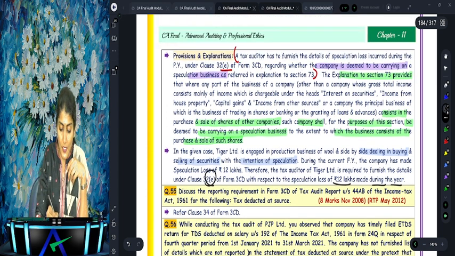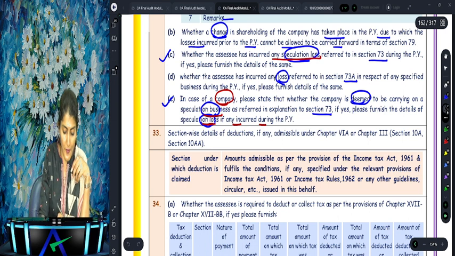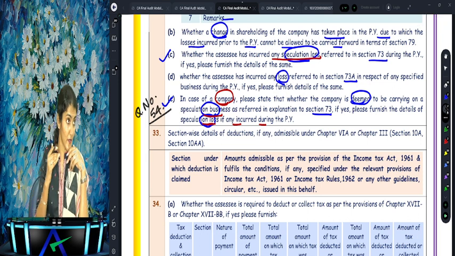So that is question number 54, right? For speculation loss, what question do we have over there? Question number 54 for the speculation loss. Is it clear to everyone?